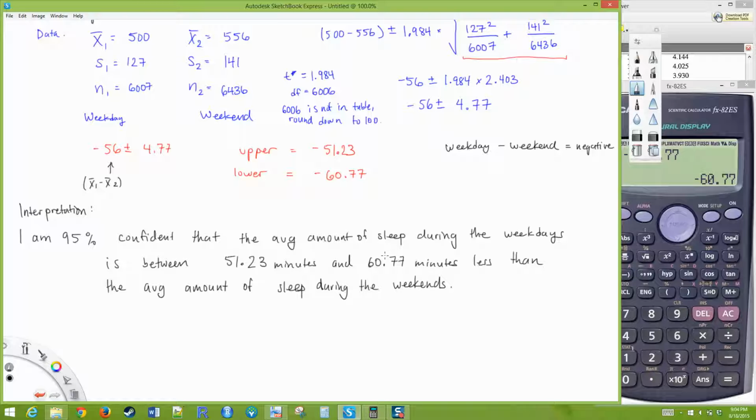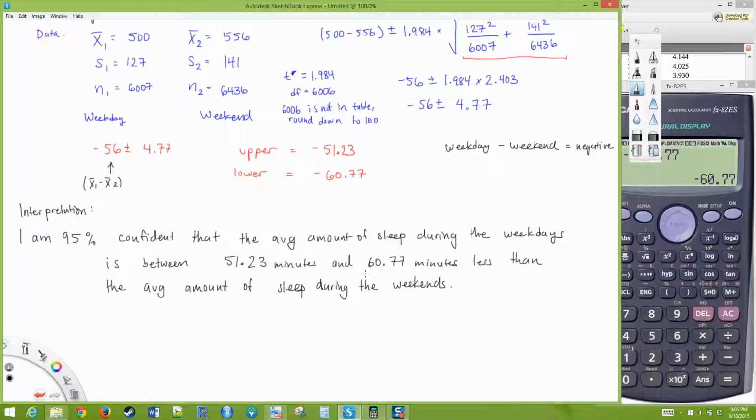So of course some people might be different, right? Some people might actually sleep more during the weekday versus the weekend. But the average for everybody, we're 95% confident that it's this much less. Yes? Is that x1 minus x2 and the weekday minus weekend the same thing?